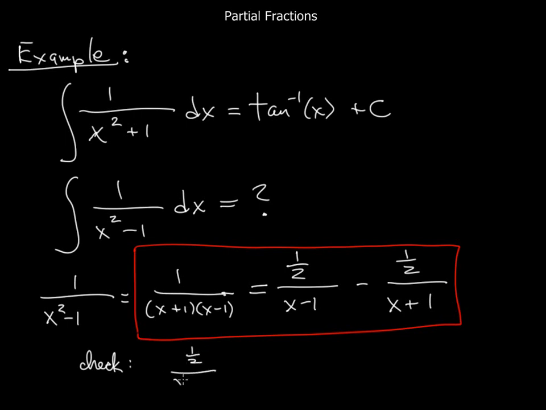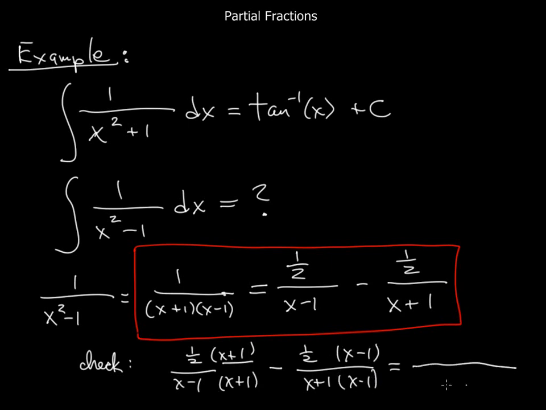And so let's just check, why is this true? If you take 1/2 over x minus 1 and you multiply it by x plus 1 over x plus 1, and then the other term you multiply by x minus 1 over x minus 1 to get a common denominator, what happens is the denominator is exactly what you started with, x squared minus 1. And the numerator is what? Let's see, 1/2 x minus 1/2 x plus 1/2 plus 1/2 is 1.